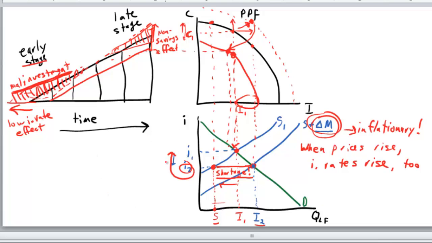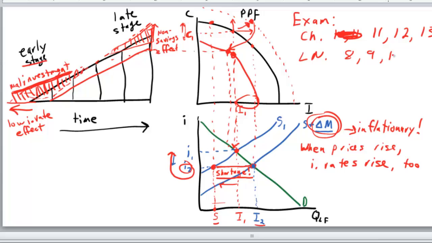Okay, so there's just a brief review of how the Austrian business cycle works. Hopefully that's a little help for you on working through the homework problem. Like I said in class, you can expect to see any of the kind of homework problems from homework 3 and 4 on the exam. Also, just make a quick note here for the exam. You want to review chapters 11, 12, and 13, and lecture notes 8, 9, 10, and the one on Austrian business cycle theory.